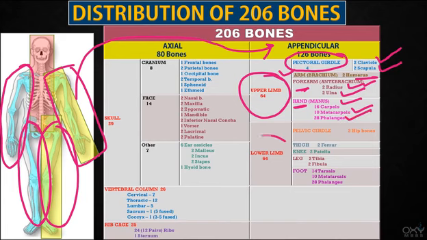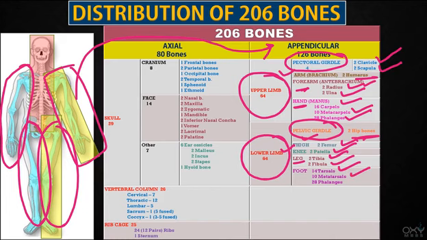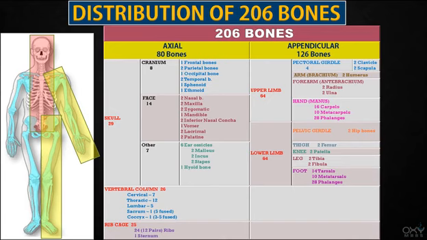And the lower limb includes 2 hip bones in the pelvic girdle and 2 femur bones in the thigh region, 2 patella bones in the knee region, 2 tibia and 2 fibula in the leg region, and 14 tarsals, 10 metatarsals and 28 phalanges in the foot region. Now friends, remember one thing, that in the hand region there are 16 carpals, while in the foot region there are only 14 tarsals. So friends, this is a very important point.